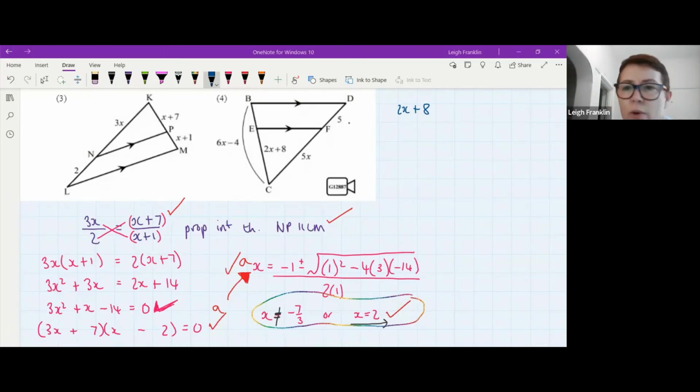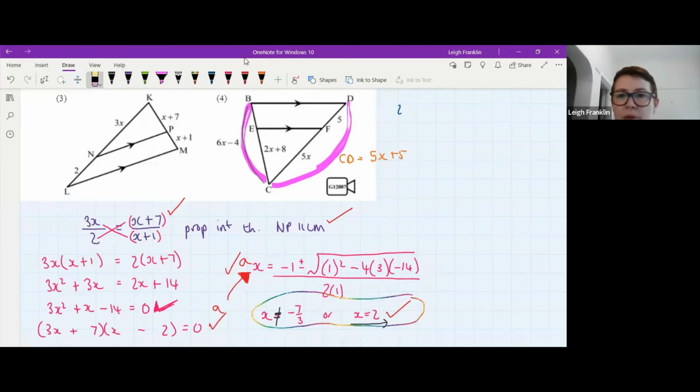As far as this next question is concerned, if we have a look at what we've got, again, we've got a whole side over here. When they give us the whole side on one side, we've got to work with the whole side on the other side as well. Now in terms of x, how long is side CD? CD is going to be equal to 5x plus 5. Good, absolutely. So 5x plus 5. Now let me get rid of that.